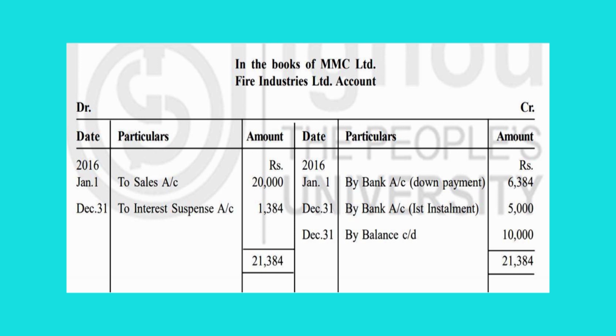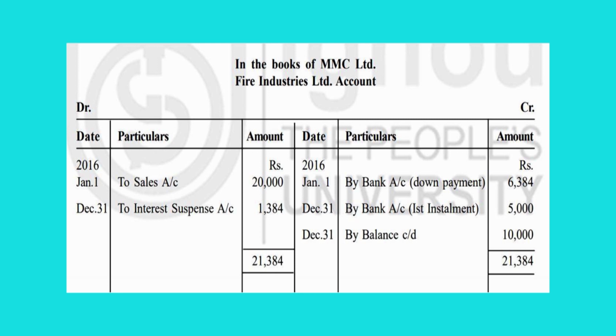So here we received the payment, down payment 6,384, and this is by bank on account of first year installment. This is the balancing figure 10,000, total is 21,384, and here the interest suspense account has been credited. The vendor will make the entry buyer account debit to interest suspense. So in the books of buyer, to interest suspense 1384. This is the total amount of interest which the buyer is supposed to pay to the seller. So total is 21,384.